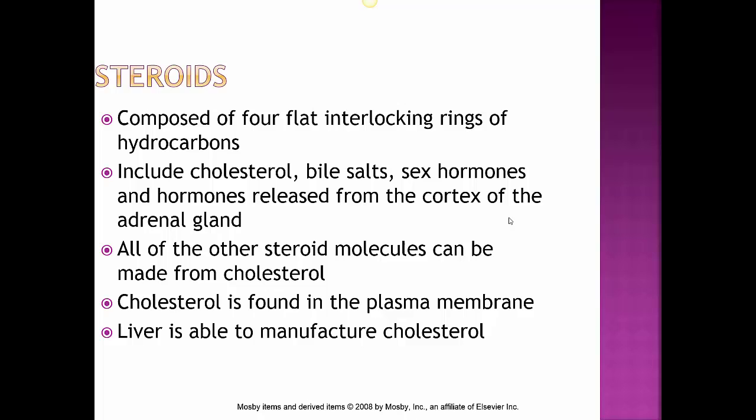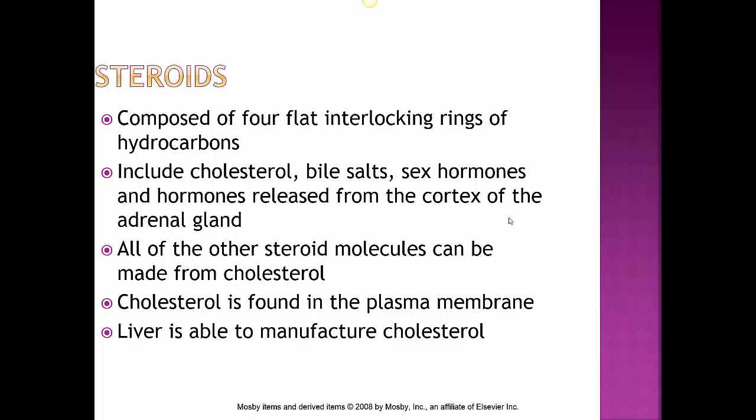Of these, the hormones are going to be corticosteroids, so things like cortisol, or the synthetic version of it known as cortisone. You're going to have testosterone, progesterone, and estrogen. All these are actually going to be made from cholesterol. And cholesterol is also found in rafts in the plasma membranes of a lot of cells.